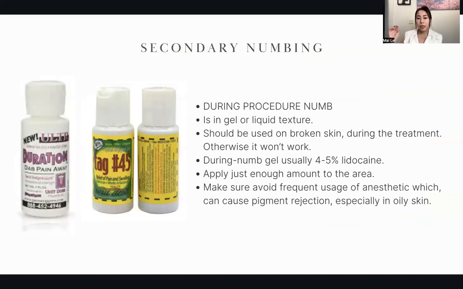Secondary numbing usually comes in like a gel or liquid texture. Now, this numbing should only be used on broken skin, meaning that you should only use it during the treatment, because once the skin is broken, this numbing seeps into the skin and basically paralyzes the blood vessel even more, so they don't feel it. Usually they don't feel it the first pass, but going into the second pass, if you don't numb again, usually they'll start feeling it.